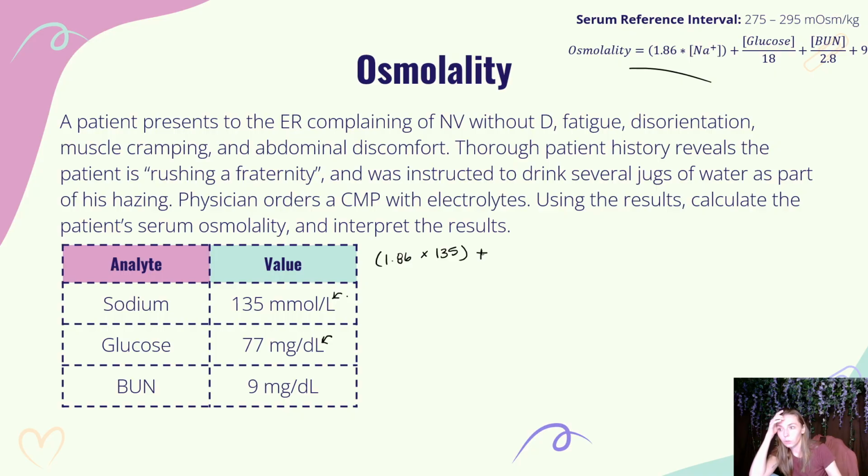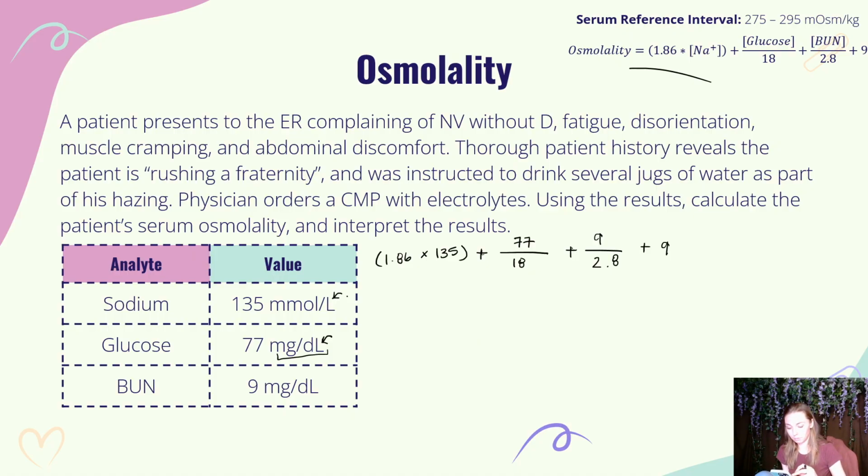Plus glucose, which is 77 milligrams per deciliter. This is a measurement of concentration, so that's our concentration of glucose. So 77 over our correction factor to get the units correct, plus 9 over our correction factor for BUN plus 9.